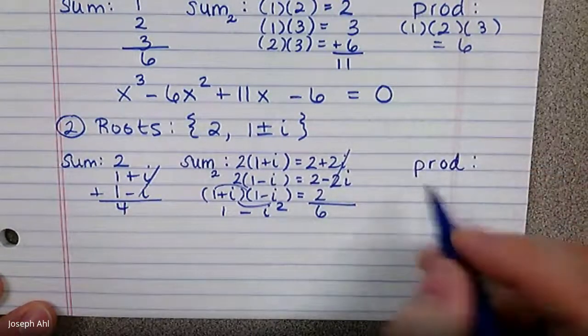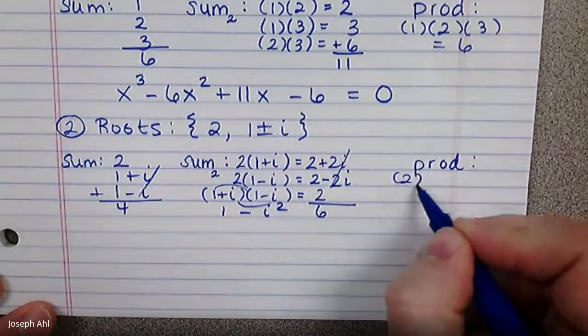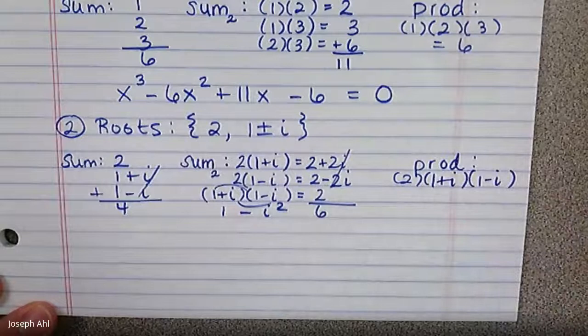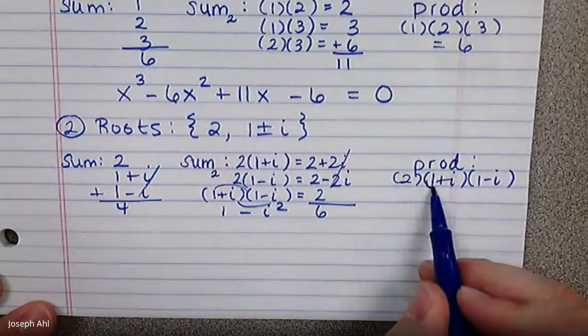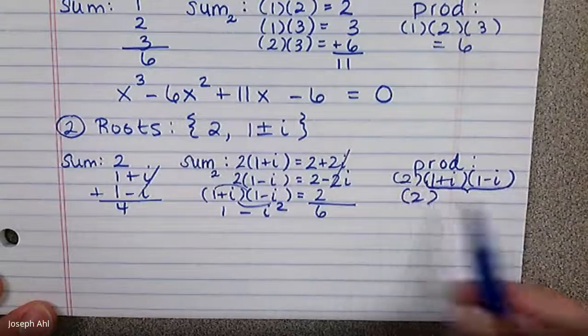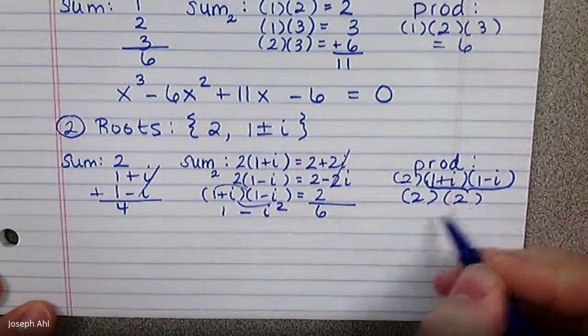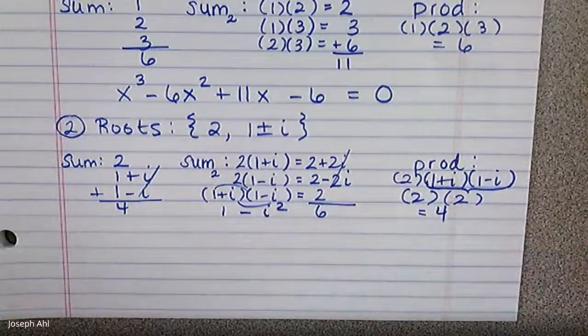Okay, so for the product, we have to do all 3 at once. 2, 1 plus i, and 1 minus i. We already know this product, though, so be smart about your work. If we just did 1 plus i times 1 minus i over here and got 2, that's going to really quickly help me get that the product is 4.